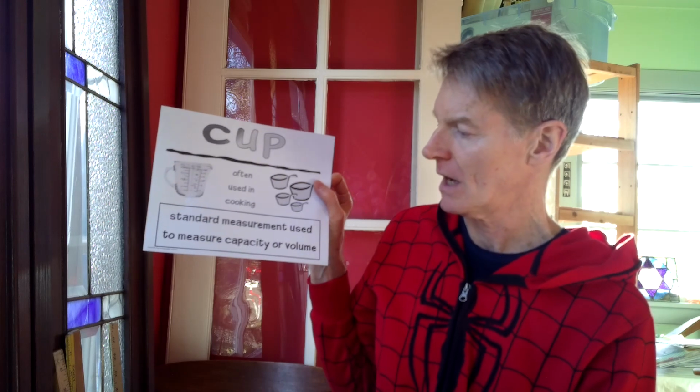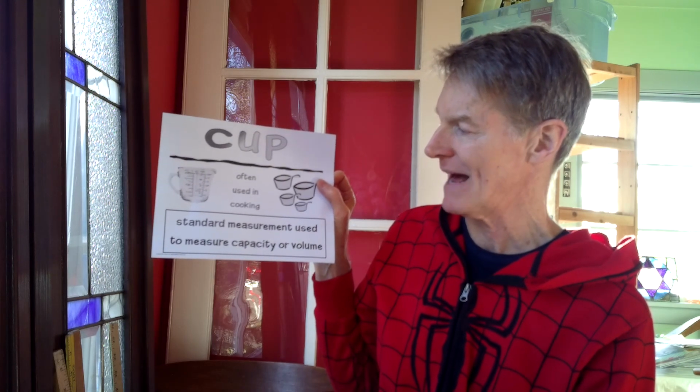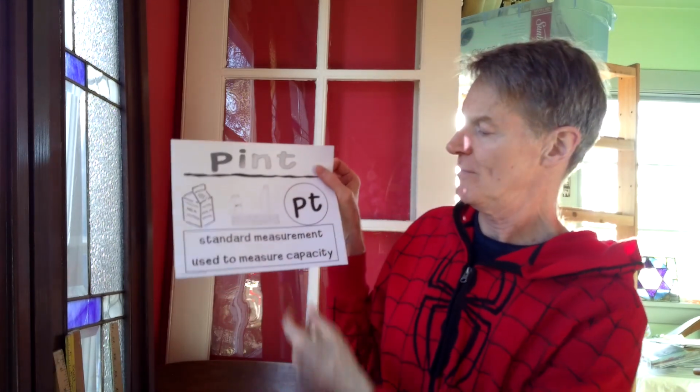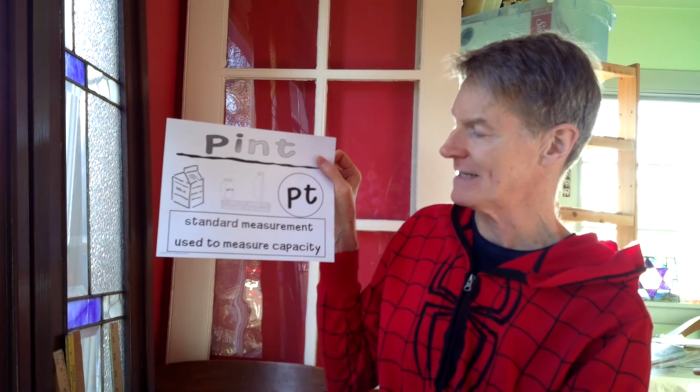Okay, now let's talk about the measurements of capacity for today. In the U.S. customary system, cup. A cup is a standard measurement used to measure capacity or volume, often used in cooking. I brought one in from my kitchen. Pint is a standard measurement used to measure capacity. Oh, sorry. The cup abbreviation is usually just a C.